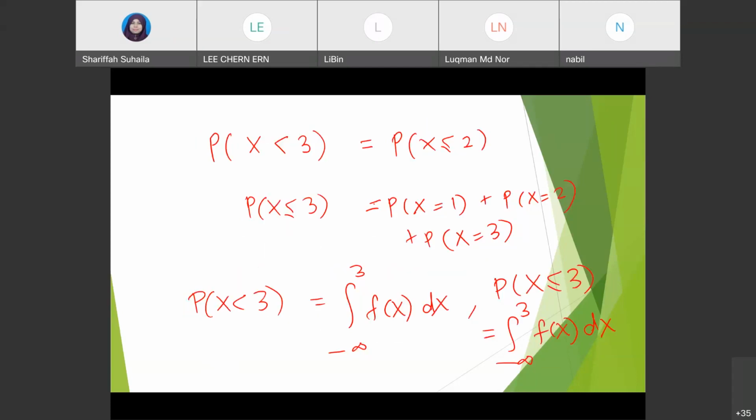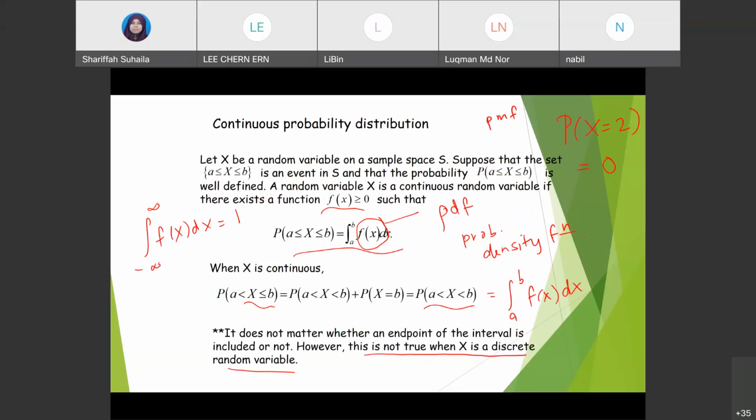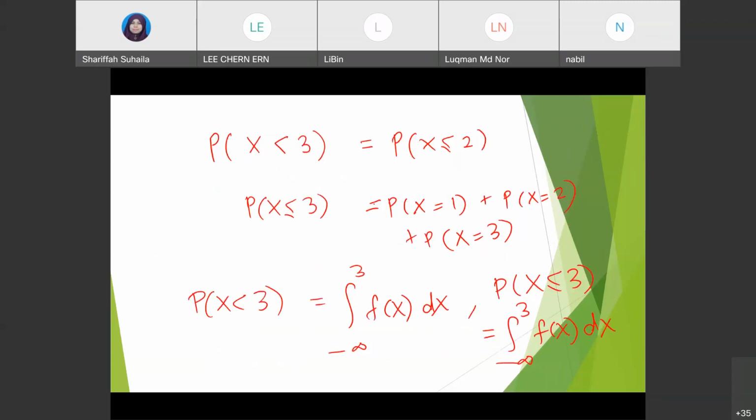So again, that is the concept. Why, for continuous, it doesn't matter if you have equality signs or not? You still integrate over the range, same thing. Because if we have an exact value, probability x equals a or any constant value, you will get 0, because a continuous random variable cannot take an exact value. So everything must be in terms of intervals.